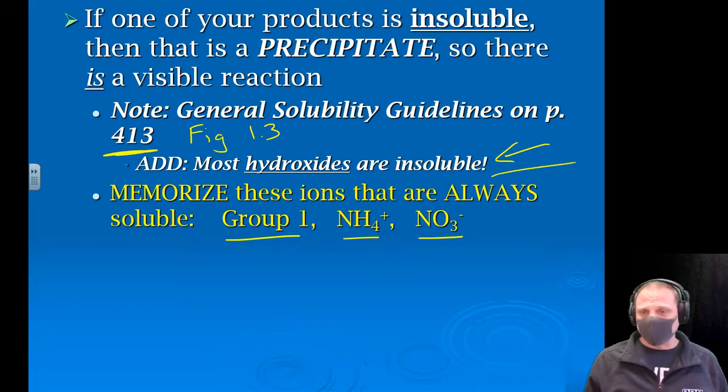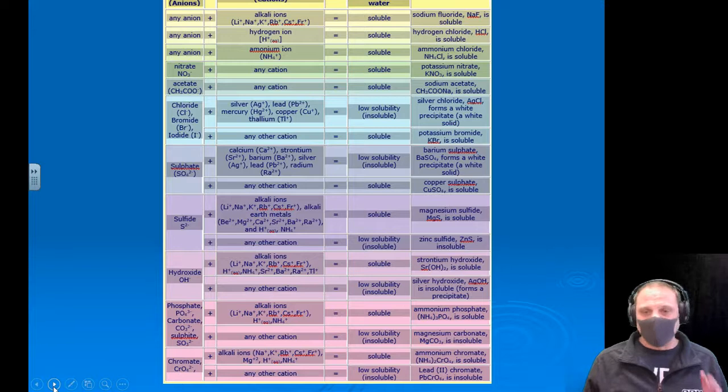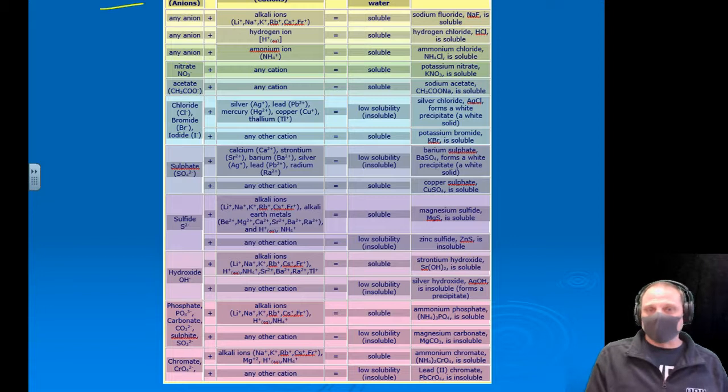But most hydroxides are insoluble. We'll check on which ones are not. But again, page 413, figure 1.3, you can look at that. It's a good table. If you just look at those rules, it's going to help you find things pretty quickly. But this chart is the mother of all solubility charts, right? I'm sure there's even one more complex and amazing. But this one is really great for helping you figure stuff out and see if something's soluble or not.